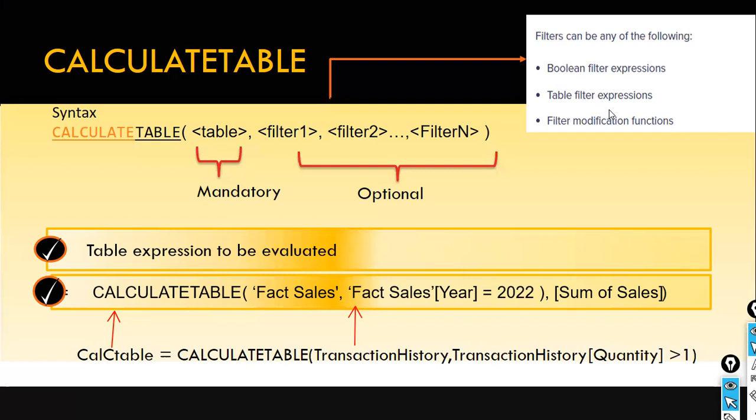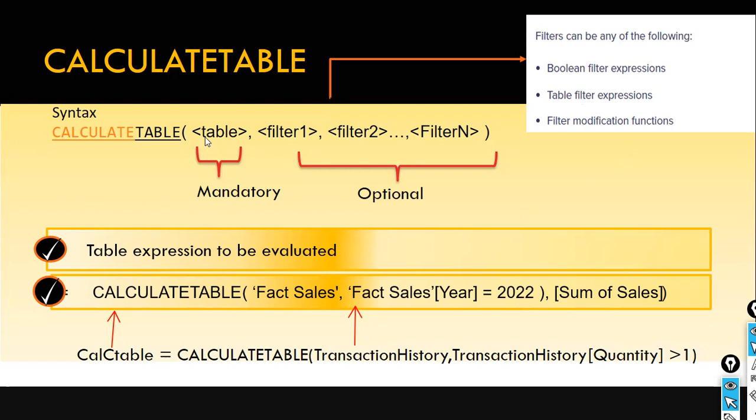Anyhow, we'll explain the FILTER function, and at that time you'll also be able to understand. Table filter is nothing but the FILTER function, right? But at this moment, keep it in mind: with the table filter, you can apply a complex filter, whereas with Boolean, you can only apply simple filters. For anything complex, you can use a table filter. We know what a filter modification is: ALL, SELECTEDVALUE, ALLEXCEPT are the filter modification functions.